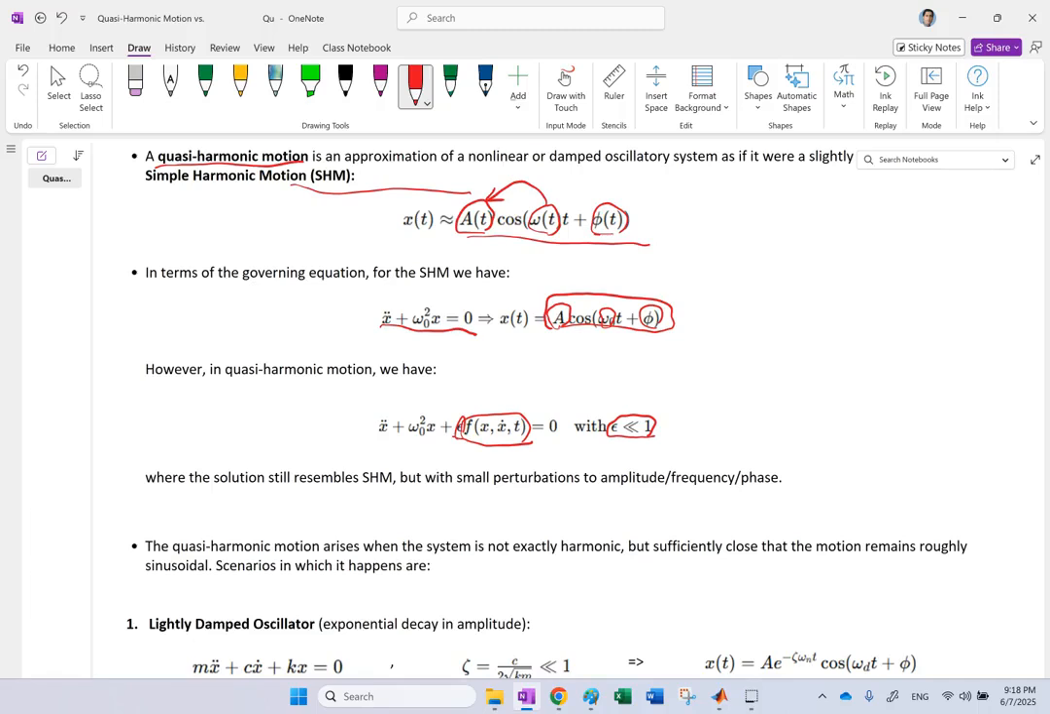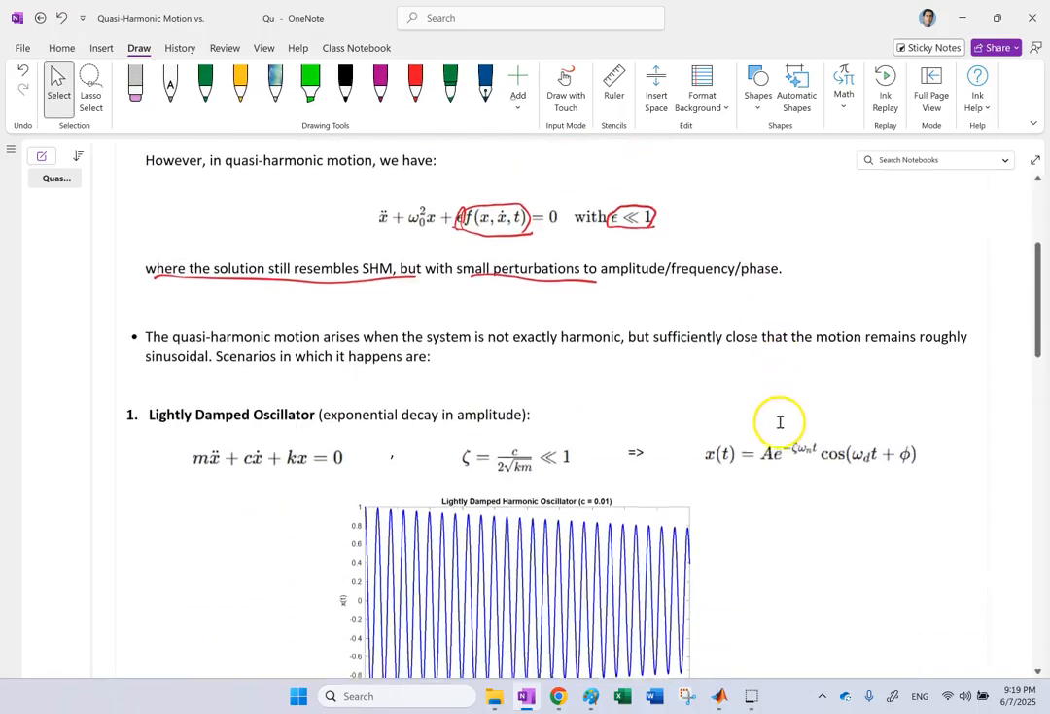So most of the time, it is coming from some nonlinearities in the system. Now, some linear systems, like the systems that are lightly damped, are also considered quasi-harmonic, and we're going to talk about them, but many times it is coming from a nonlinearity. So we can say that again, the solution resembles a simple harmonic motion, but with a small perturbation or changes to the amplitude, frequency, or phase.